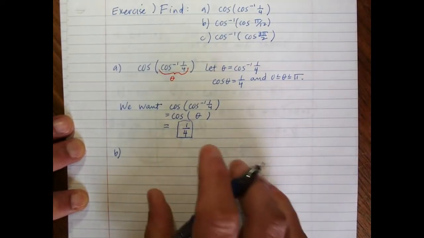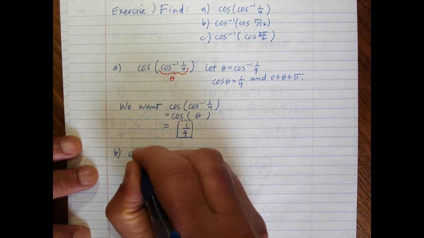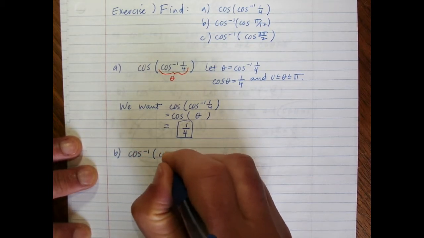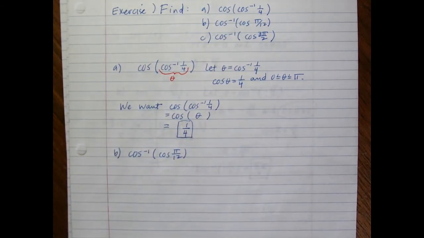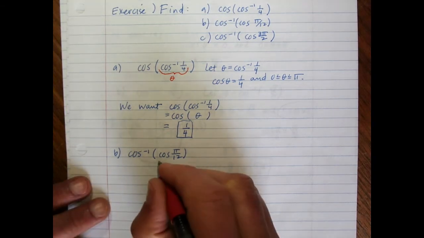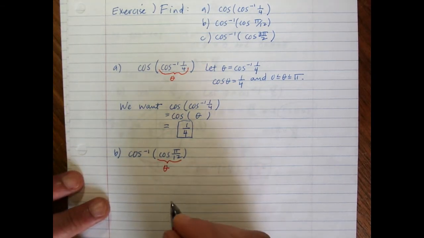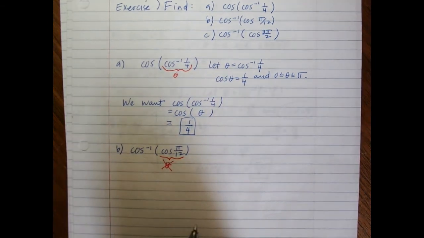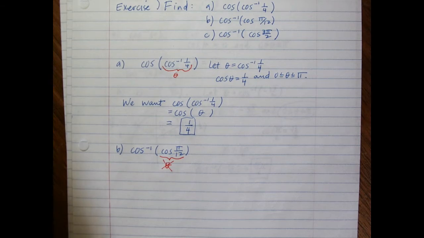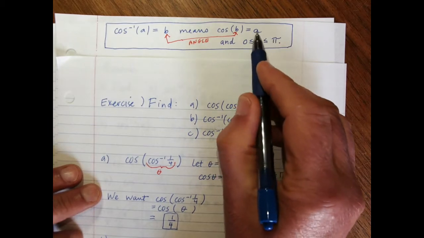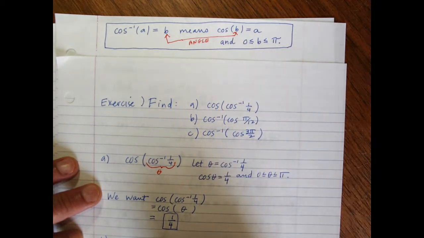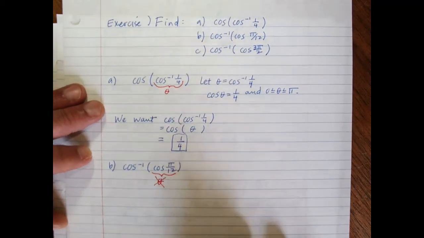Let's look at B. B is cosine inverse of cosine of pi over 12. Now, what we don't want to do here is call this theta. That doesn't make sense, because this is the regular cosine function, and the output of the regular cosine function is not the angle. The angle's on the inside. We already have an angle in here.